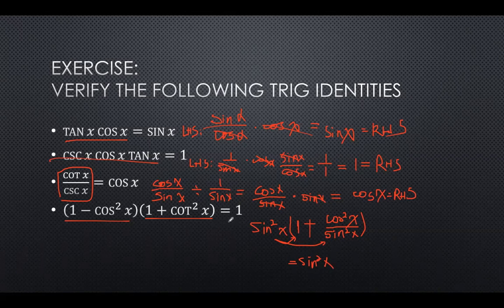By the way, this is the left-hand side. We only work on the left-hand side now. And sine x squared times this fraction, the sine squared can be canceled out, and we are only left with cosine squared. And sine squared plus cosine squared, using the Pythagorean identity, is basically 1, which is the right-hand side.